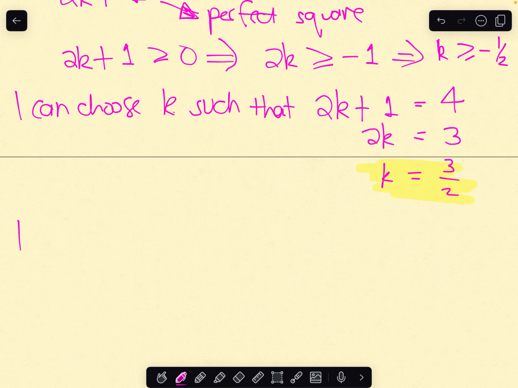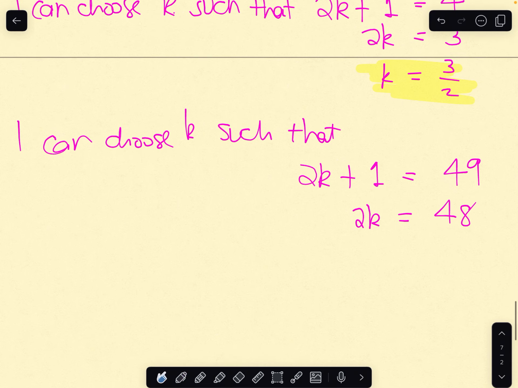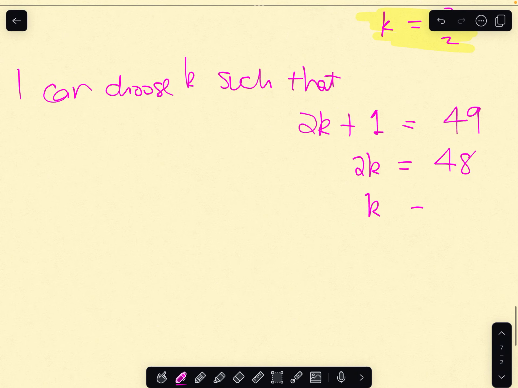And then you could choose k, anything from there really, such that 2k plus 1 is equal to 100, right? Any square, other than the first one we tried. Okay, so I keep choosing weird ones. Maybe let me not choose even numbered squares. Let's choose 49. So then 2k must be 48, so then k would be equal to 48 over 2, which is 24. And that would be another value that would work, right?